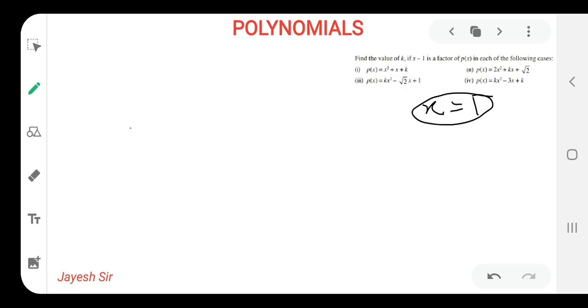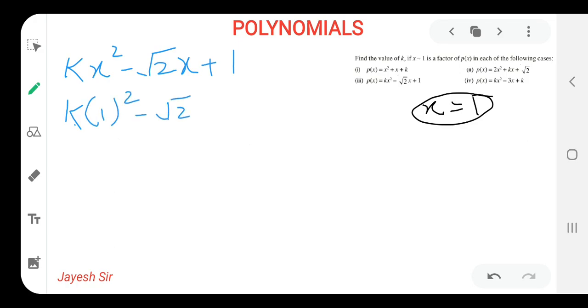So let's begin with our third sum, that is kx square minus root 2x plus 1. As we all know, the value of x is 1, so we will substitute the value of x as 1. So k as it is, 1 square, minus root 2, value of x is 1, plus 1, and this is equal to 0.